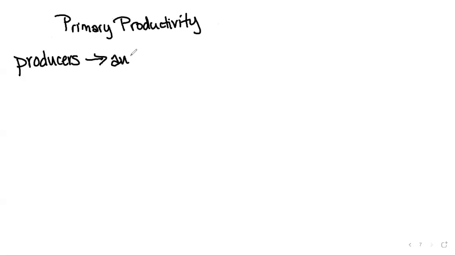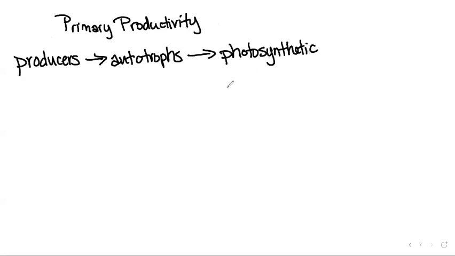So primary productivity. Remember when we talk about this, when we say primary productivity, we are asking about the productivity of primary producers. So producers, we already know, are autotrophs, or they make their own food, which means they are photosynthetic. So when we talk about primary productivity, we are, in the simplest terms, looking at the rate of photosynthesis. How much photosynthesis is being done over how much time in a particular area.